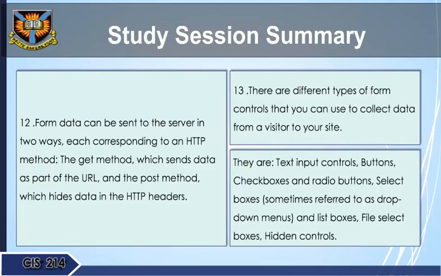13. There are different types of form controls that you can use to collect data from a visitor to your site. They are text input controls, buttons, checkboxes, and radio buttons, select boxes, sometimes referred to as drop-down menus, and list boxes, file select boxes, hidden controls. This is the end of study section 5.